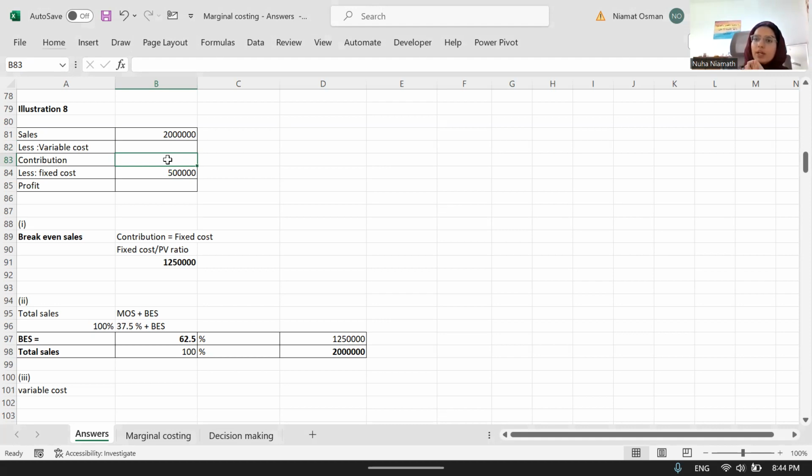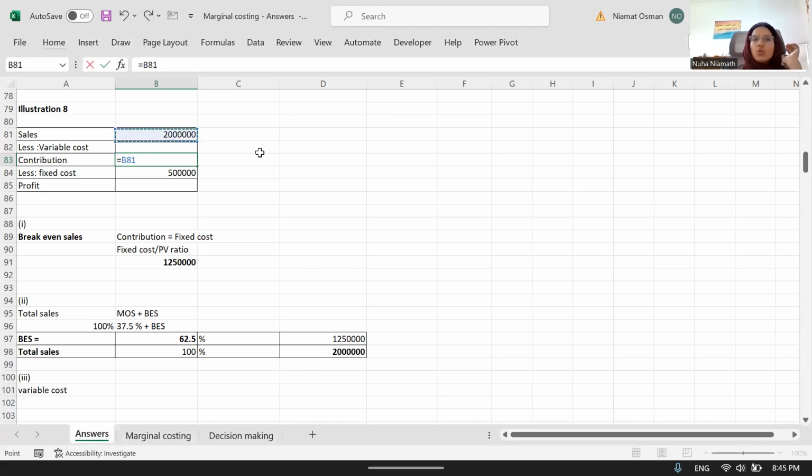So can we calculate our contribution and variable cost? Please let me know in the chat box. What is the next thing that you can calculate? Okay, Sana, how did you get that? Anushka says contribution. Perfect. Anushka, can you tell how will we calculate the contribution? Contribution. Perfect. Please let me know how will you calculate: sales into PV ratio.